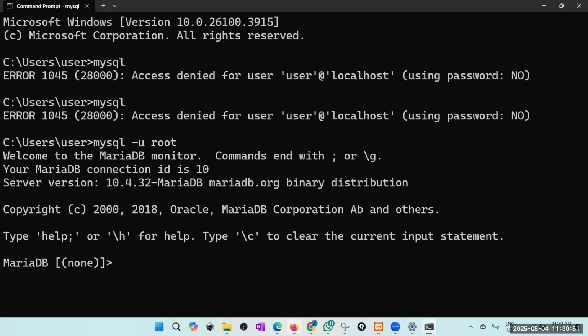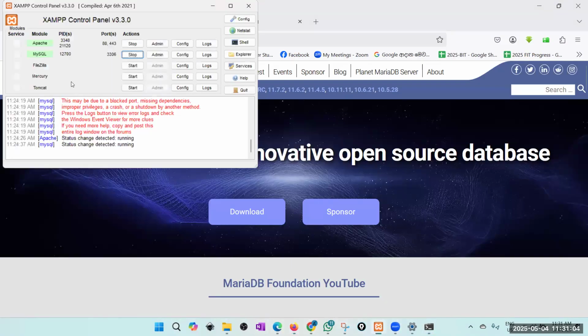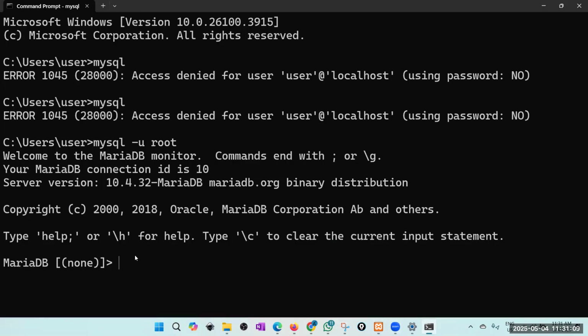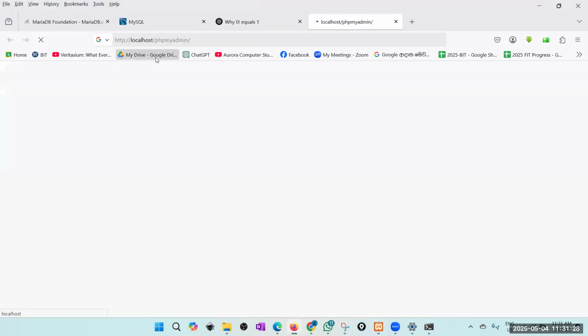The second approach is without going to the command line, but it's always good to familiarize yourself with a little bit of command line. That is good for your confidence. So the second approach is if you have started both Apache and MySQL. The command line works even when you have only started MySQL without Apache. But if you have started both Apache and MySQL and both are running, you can go to this Admin. Make sure both are now running. Go to Admin. It will open a web browser.